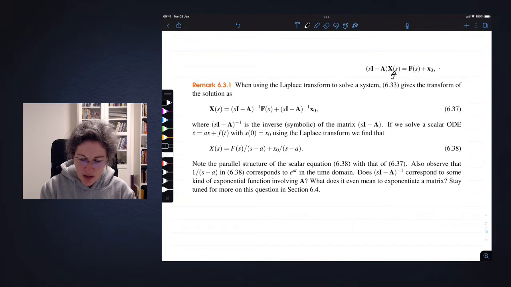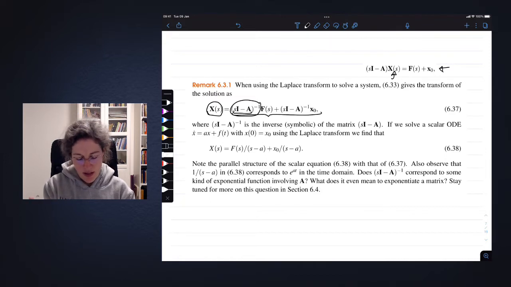So we were using the Laplace transform to solve systems like this. And when we rewrite that, we could write our solution as our Laplace transform is equal to this thing over here, where this is the inverse of the matrix identity times s minus A.